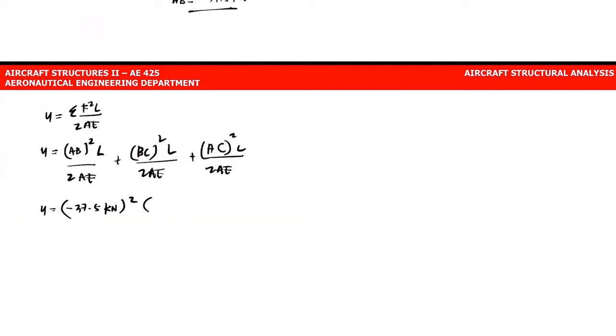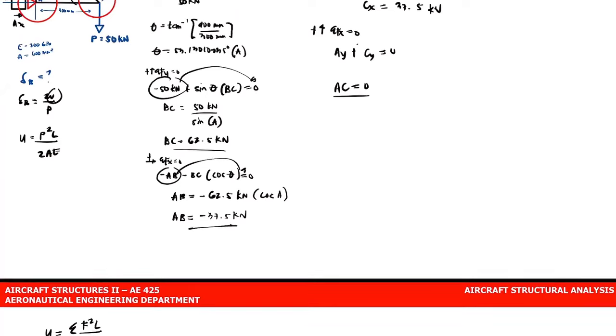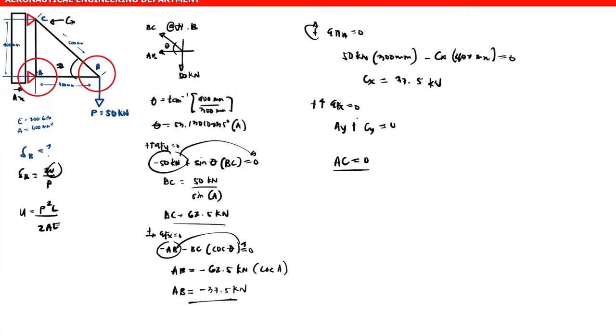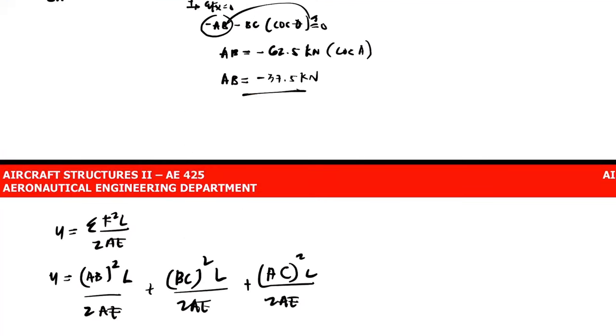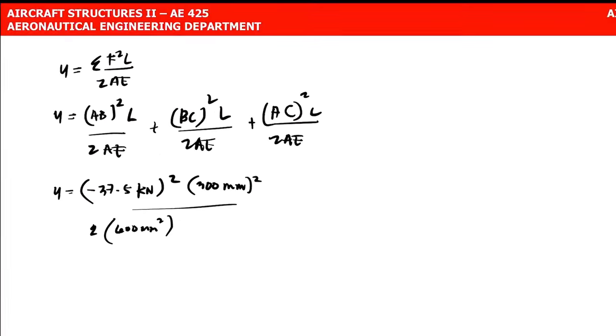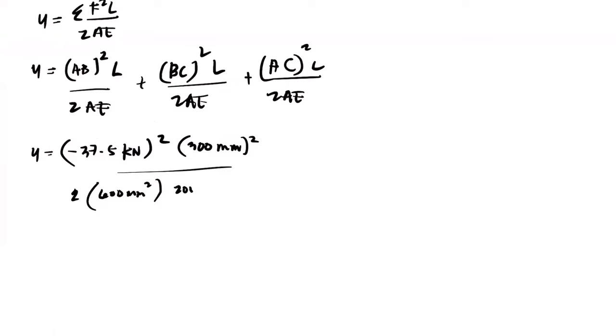Squared. Ang length natin is in terms of mm. So, ano yung length ng ating member AB? So, 300. So, that is 300 mm squared over 2 times ating area is 600 mm squared. And E is 200, tama? 200 GPa.